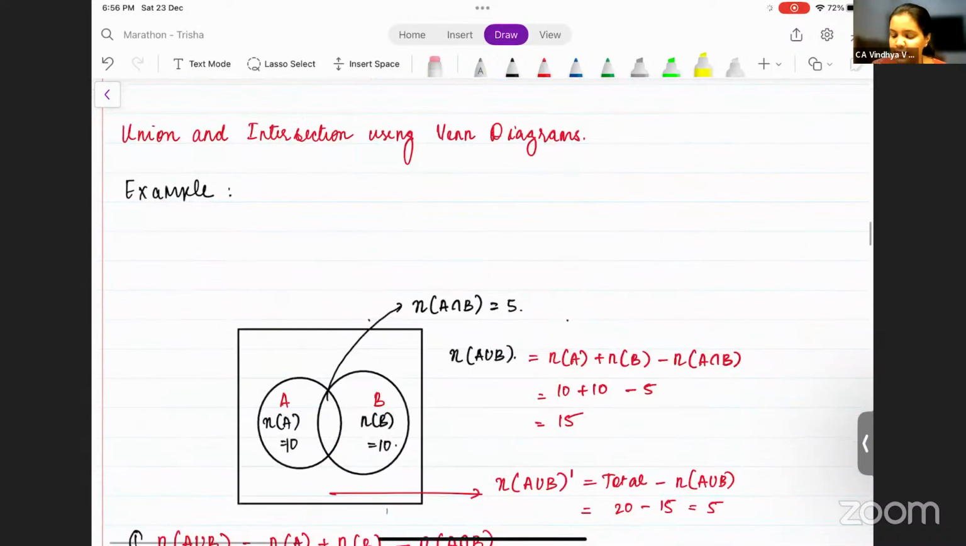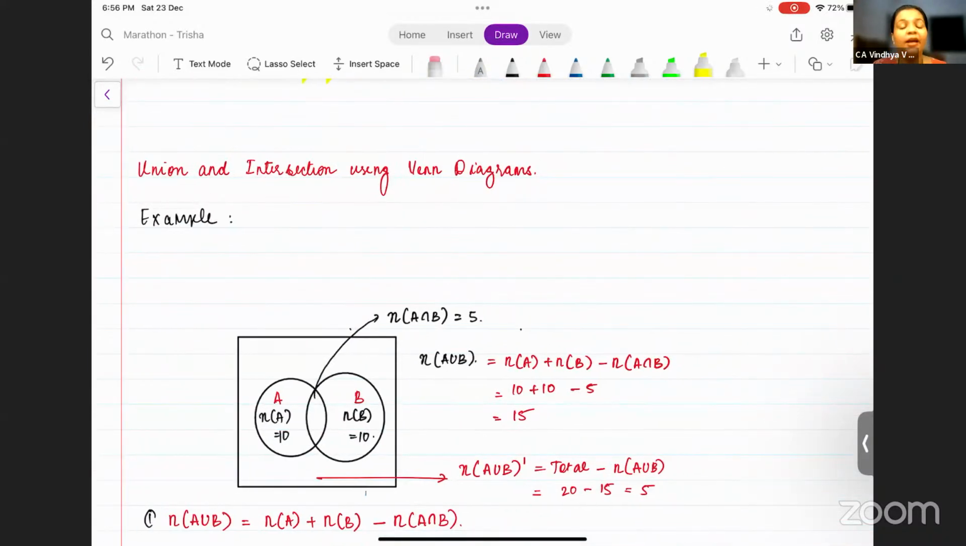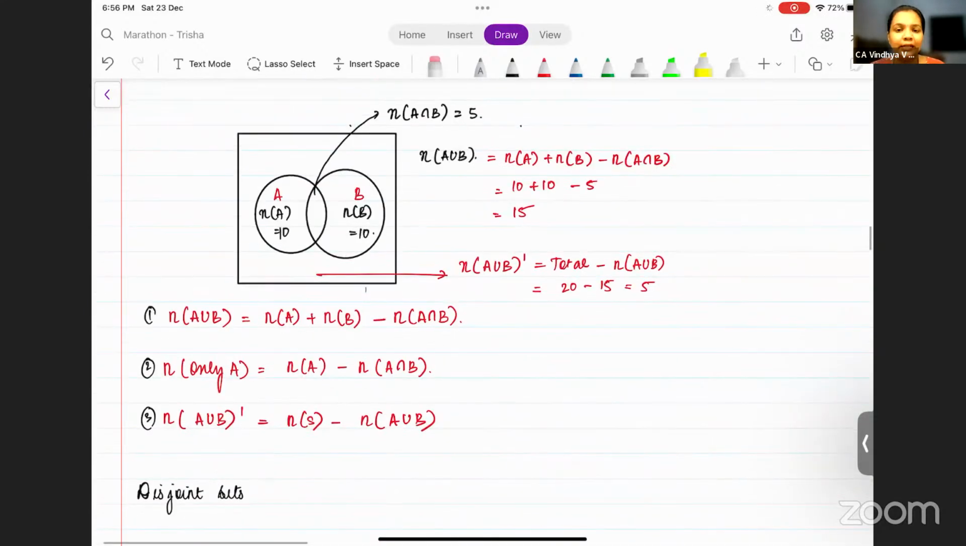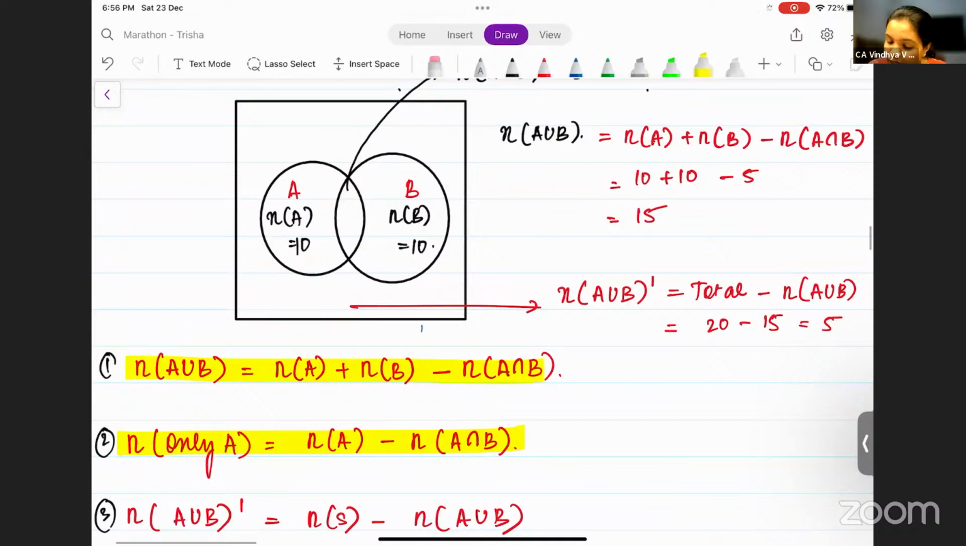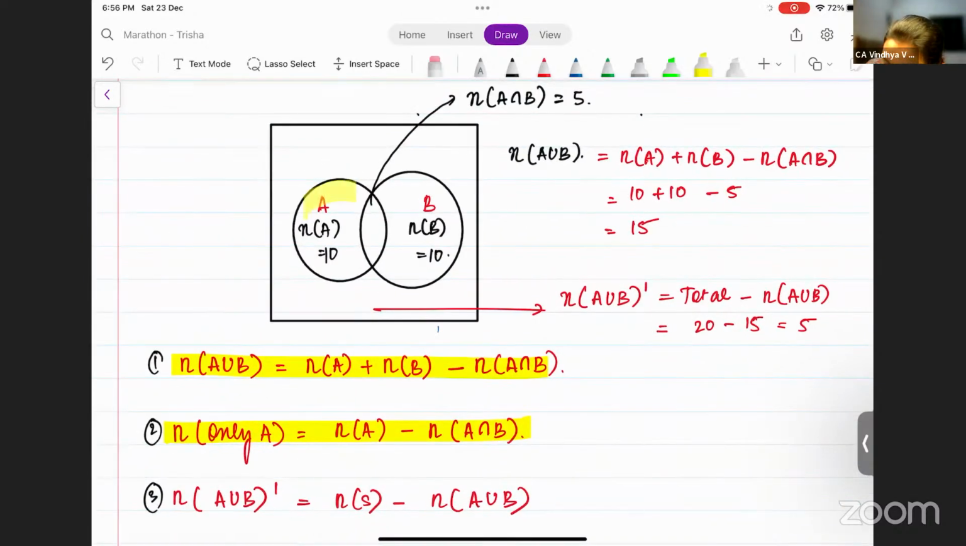Next, you have union and intersection. n(A), n(B), n(A union B) and n(A intersection B). So to find n(A union B), you have a very simple formula: n(A) plus n(B) minus n(A intersection B). Now, if I say n(only A), it is n(A) minus n(A intersection B). Why is that? What is this n(only A)? This n(only A) is this area.